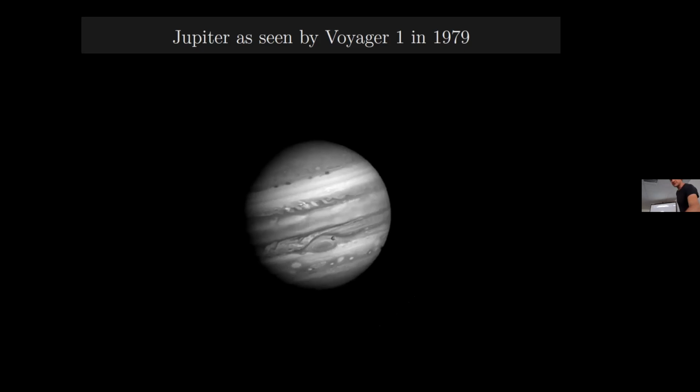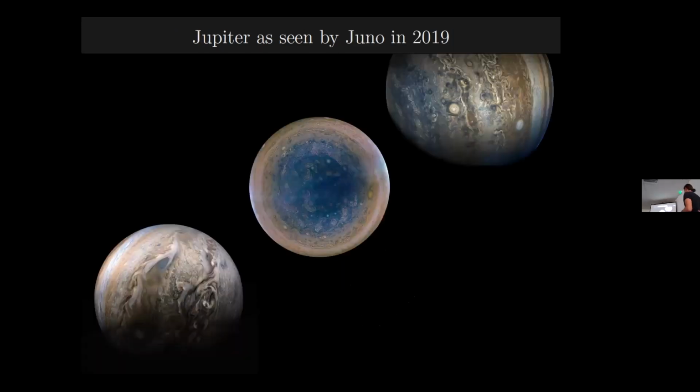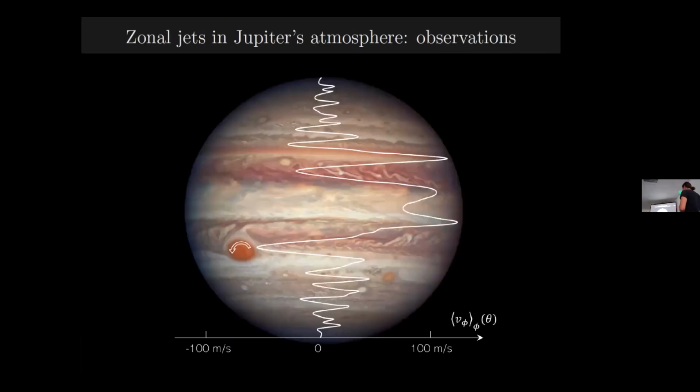Of course, since then, we have much nicer pictures. The Juno mission is basically getting closer pictures and also a polar view of the planet, which we didn't see before. But basically, both of these missions, from my point of view, gave us the same information, which is the only thing I will be interested in: the existence of this peculiar pattern.